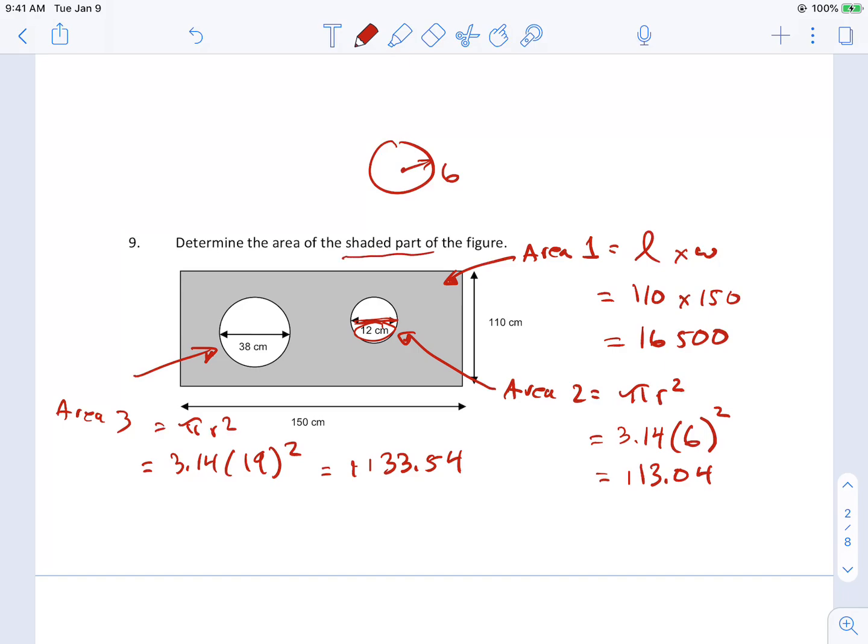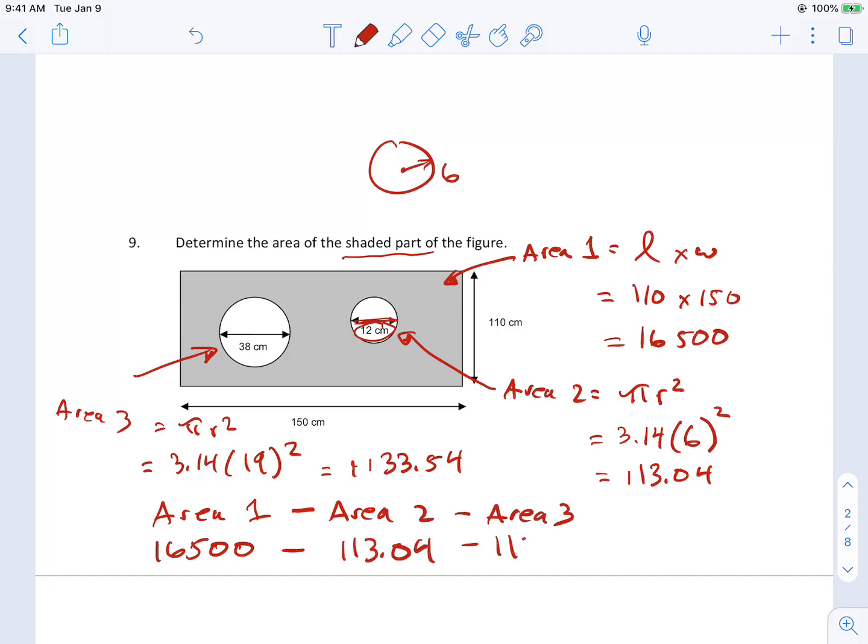Now, how do we figure out the area of just the shaded part? Well, we can picture that we cut this gigantic gray block out, and then we cut out 2 holes. So we started off with our area 1, which is the big block, and then we cut out area 2, so we minus it, and then we cut out area 3, so we minus that. So what does that mean? We get 16,500 minus area 2, which is 113.04, minus 1133.54, and that is going to give us our total area.